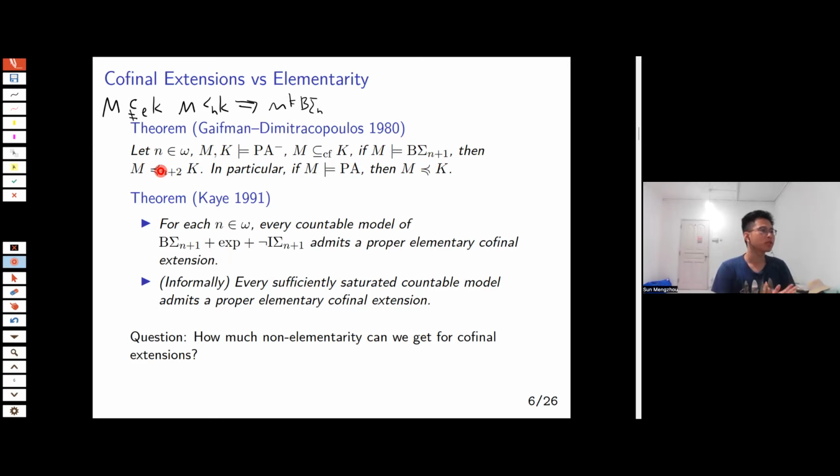And there are two directions. One of them is how much elementarity can we get? This is proven by K. So actually there are two parts. The first part says that if you are a countable B model, then you always get a proper fully elementary cofinal extension.